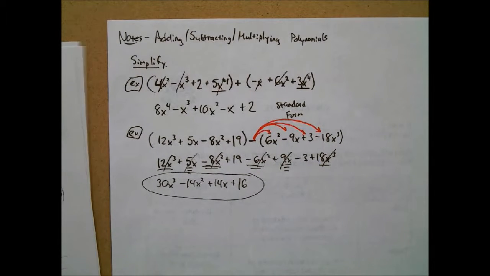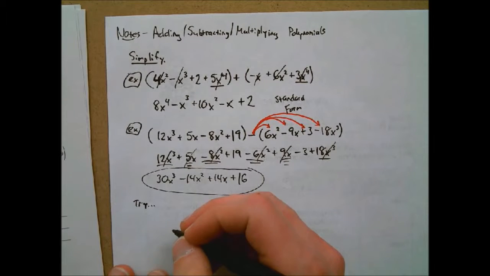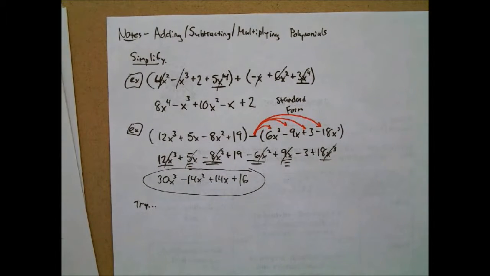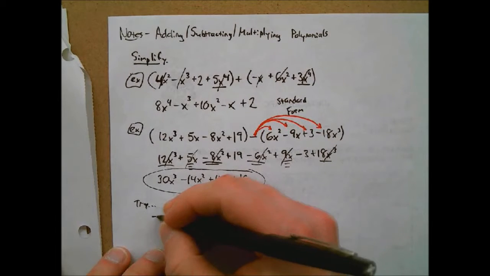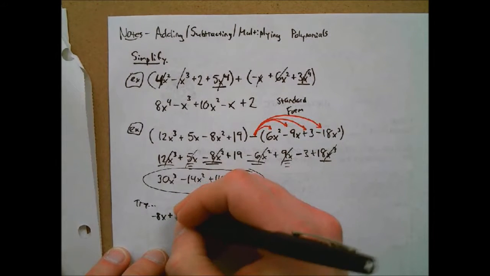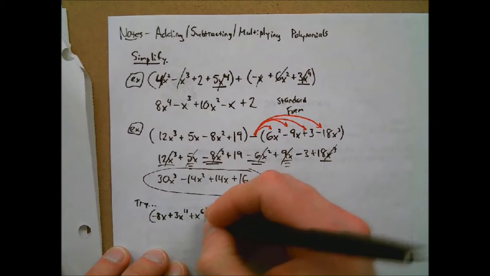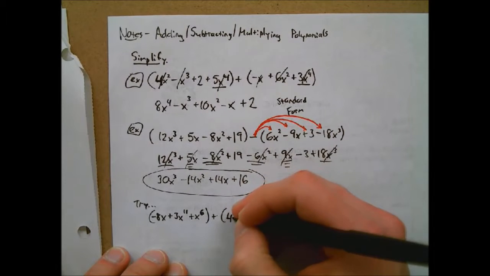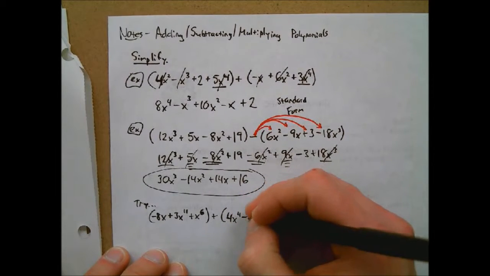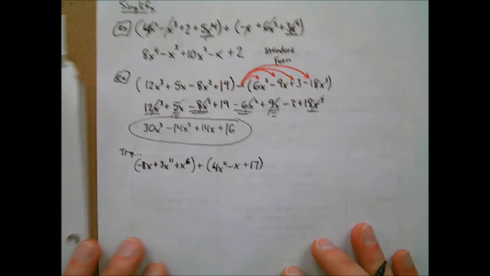All right, so here, real quick, I'll have you guys try too, just to make sure you're feeling all right with it. Let's have you do negative 8x plus 3x to the 11th plus x to the 6th plus 4x to the 4th minus x plus 17. Okay, so try that one.